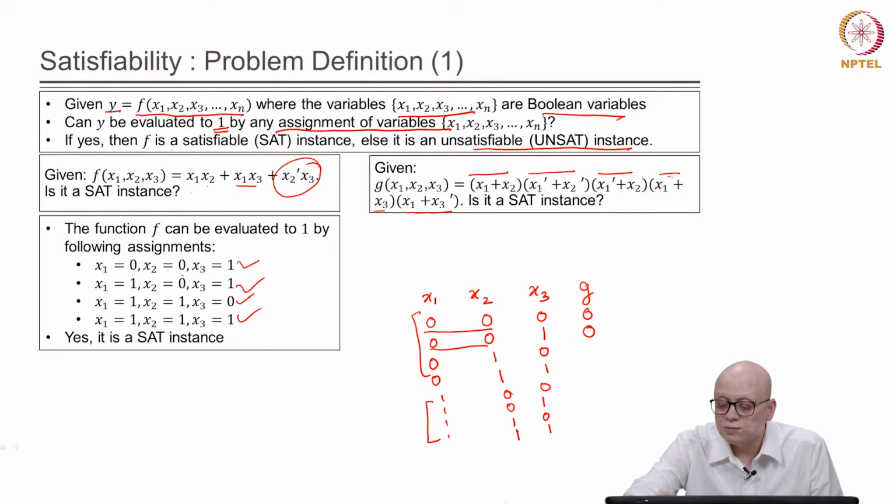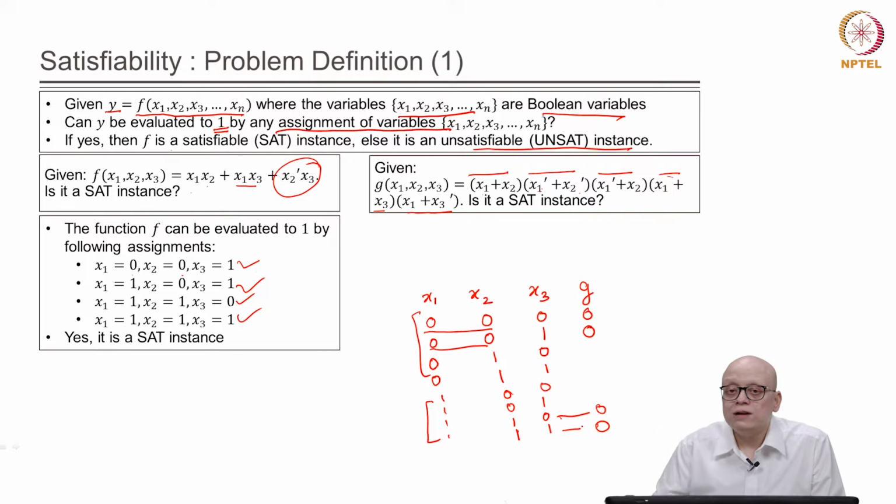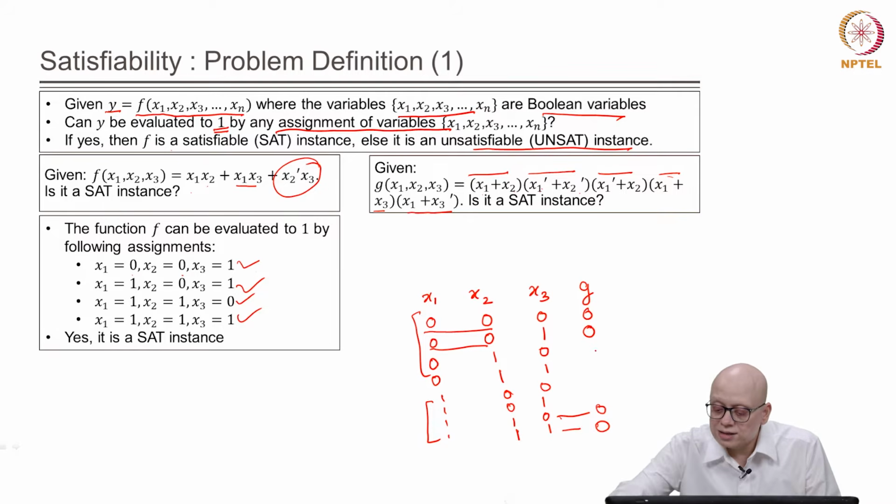Similarly, if x1 dash plus x2 dash becomes 0, then this function will also become 0. For example, if we take x1 equal to 1 and x2 equal to 1, this one will become 0 and this one will also become 0. Similarly, we can evaluate for all the cases, and it turns out that for all cases the value of g will be 0.